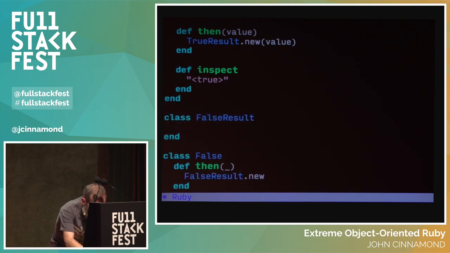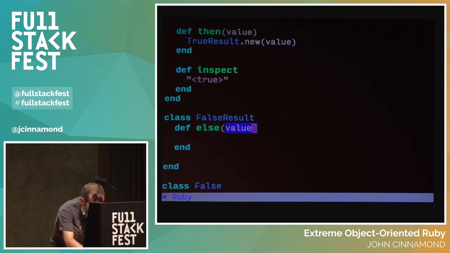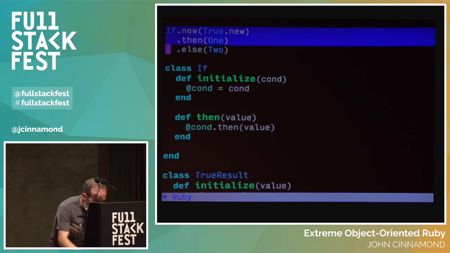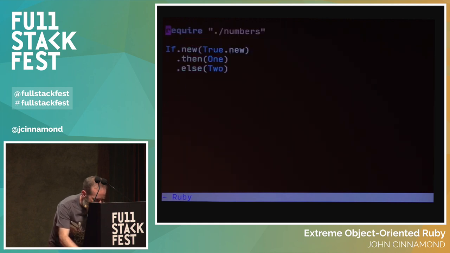There's no initializer here. We just need a single method called else, which takes a value, and again, it's just the identity function. It just returns that thing. Okay, take that away for a minute. So let's see this in action.